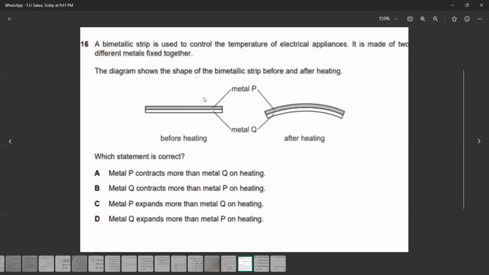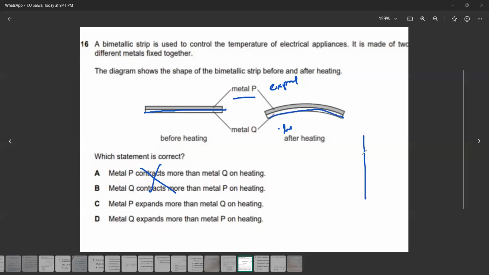Then in a bimetallic strip, the one which expands more, as you can see, the size of metal P increases more than Q. So P expands more than Q. Q will also expand but less. So which statement is correct? The metals are expanding, so contraction is not there in this case because the size is increasing. So P expands more than Q, that's why it bends outward toward the side of Q. How do we know P expands more? Because you can see the increase in size of P is more than the increase in size of Q. If you measure these lengths, compare this length with this.